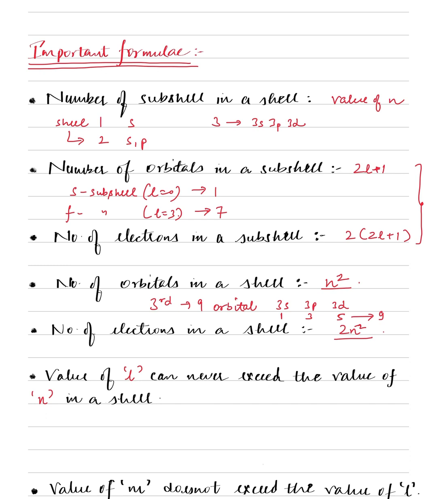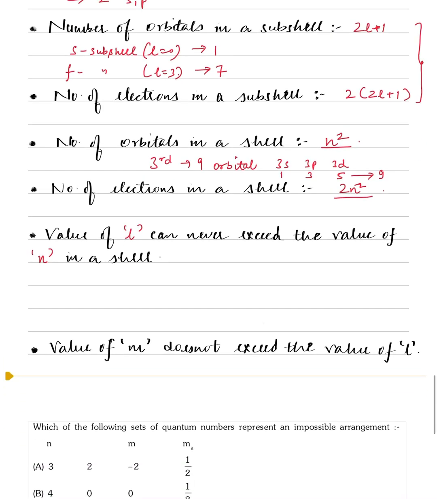Last but not the least, a few more things are there. The value of L can never exceed the value of n in any shell. For any shell number, the subshells present in that shell will never have the value of L greater than n, because we know the value of L ranges from 0 to n minus 1. This is the range of the value of L.